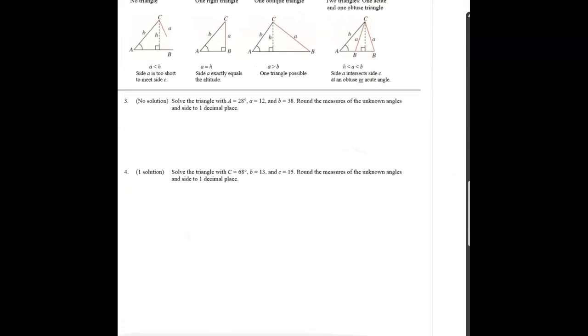Okay, so looking at example 3, we want to solve this triangle. We are given some information about it. We do have a pair: we have capital A and little a, and I have little b. So the first thing that I'm going to choose to find is capital B, and then we can go on and find capital C and little c, maybe.